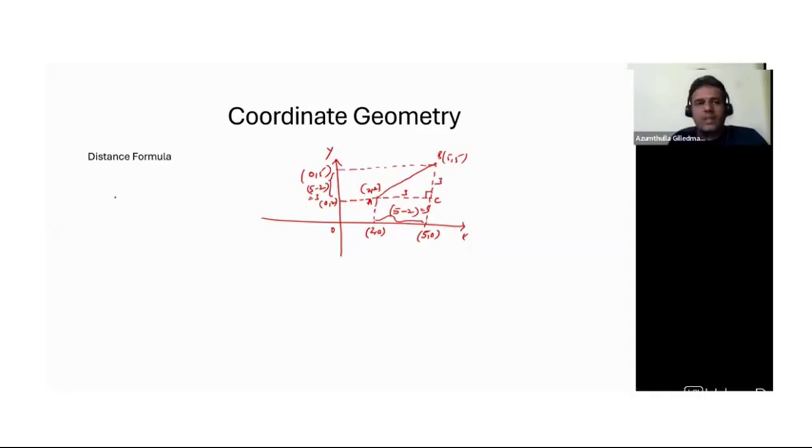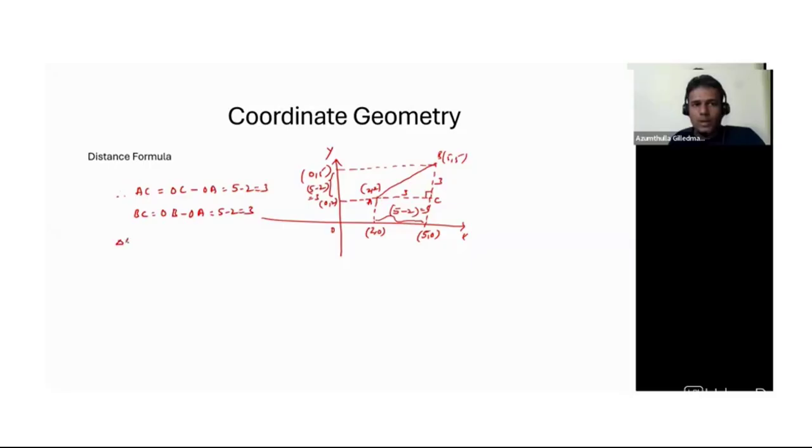Therefore, what we can say, AC equal to OC, which means 5 units, minus OA, which is 5 minus 2, that is 3 units. That's how we got that. And similarly, what is BC? BC equal to OB minus OA. So what is OB? 5 minus 2, which is also 3.